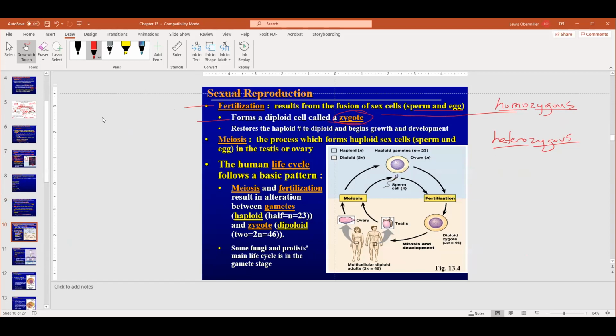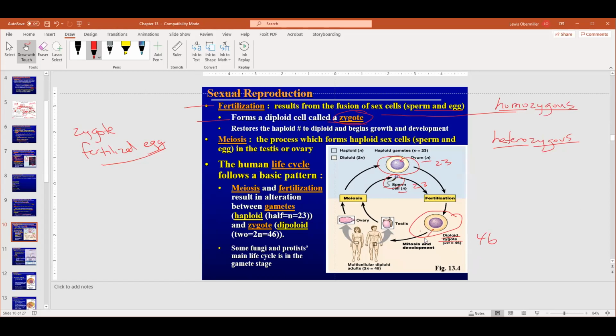So this word zygote is going to come back into play in genetics. So make sure you know zygote. It simply means a fertilized egg. A zygote is just a fertilized egg. And it's made from a sperm and an egg fusing together. So here's a sperm, here's an egg, they fertilize, they make a zygote. This is n, right? Sperm and eggs are 23, so they're haploid. This is 46, so it is diploid.